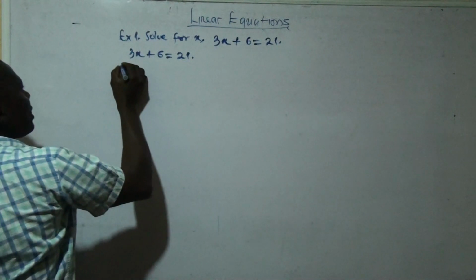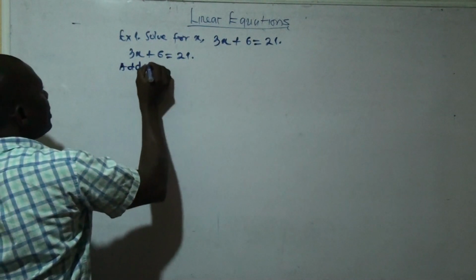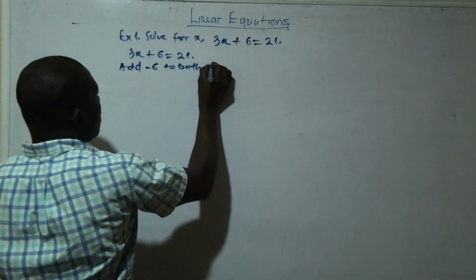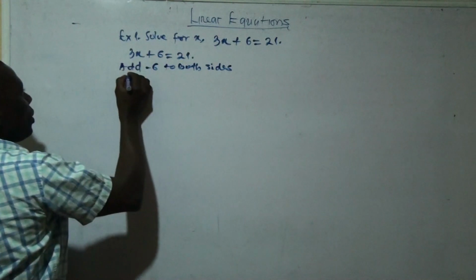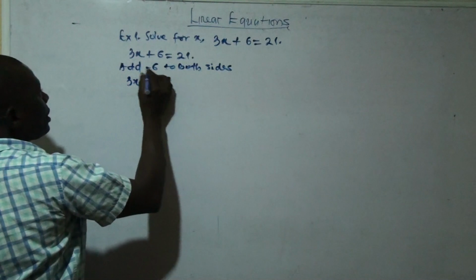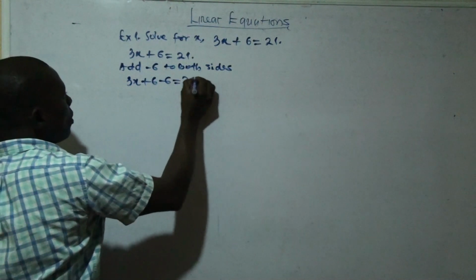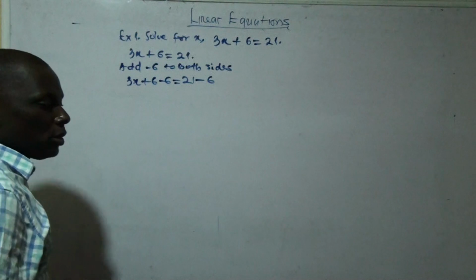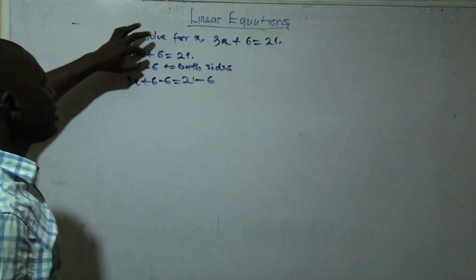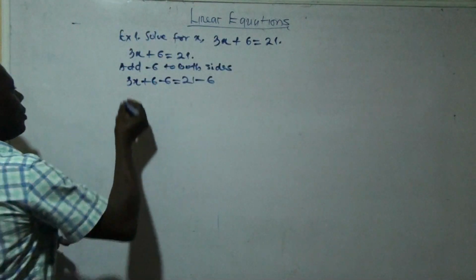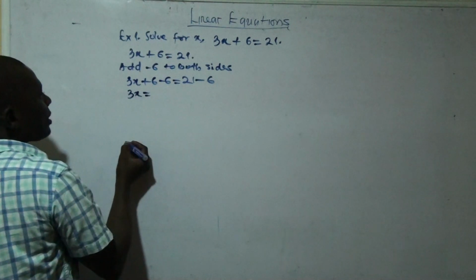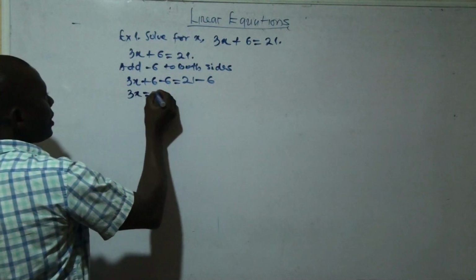The next step, you say add minus 6 to both sides. Once you have done this, it becomes 3x + 6 - 6, then here we have 21 - 6. So the first thing you do, like I said, look at the constant number here, find the additive inverse, and add it to both sides. Always add it.